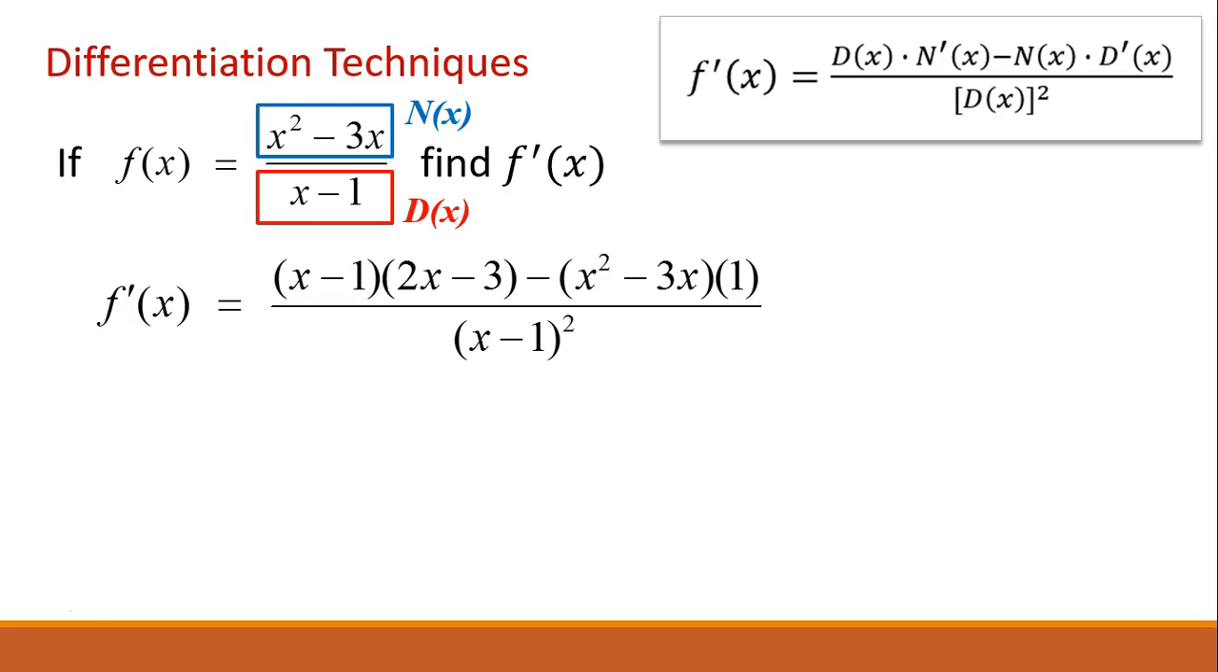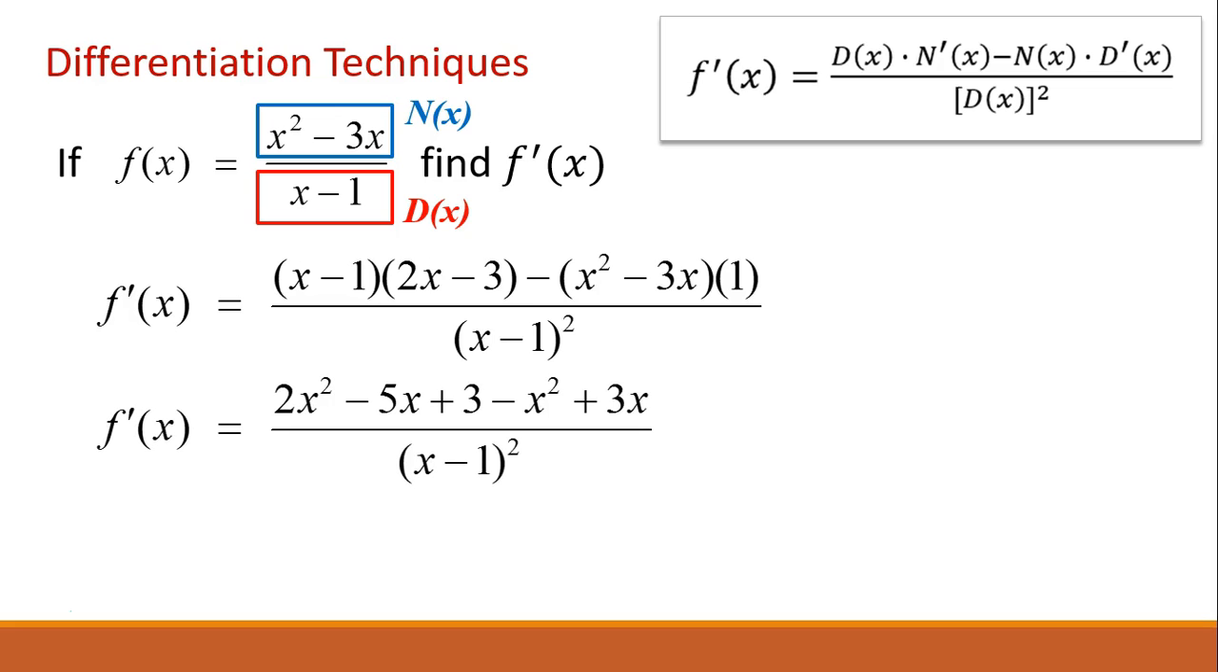Now this is our derivative. Anything we do after this is simply algebra to rewrite the derivative. So if we multiply the x minus 1 times the 2x minus 3, and then we multiply the 1 times the x squared minus 3x and subtract that, we have this. And if we combine like terms, we finally get to this, which is our simplified form of our fraction.